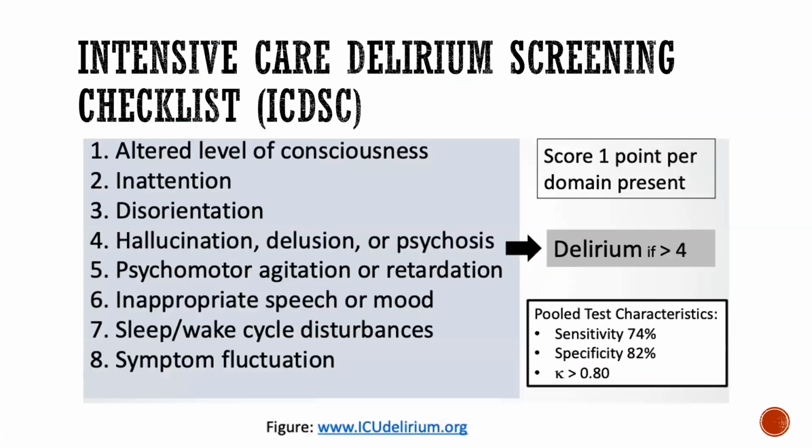So here's another diagnostic tool I wanted to point out. This is another one that's pretty common in an ICU setting, your Intensive Care Delirium Screening Checklist, or your ICDSC, and it's based on 8 features. And again, a lot of times this is nursing driven. Patients get 1 point if any of those features are present. And if their score is 4 or greater, delirium is considered to be present. So this just shows some of your sensitivities and specificities for your checklist here.